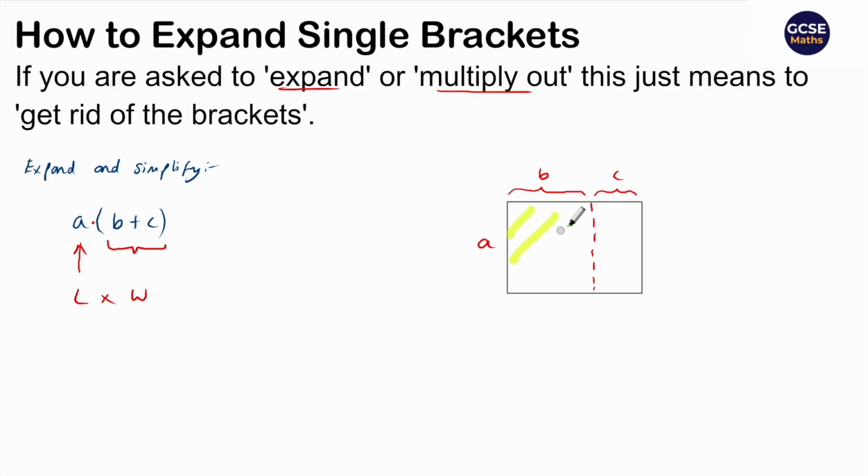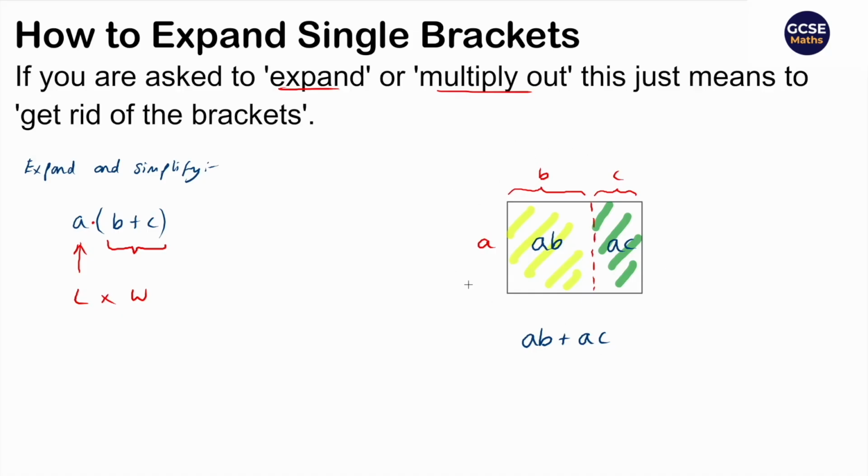Now the area of this section is just A multiplied by B. Length times width. A multiplied by B is just AB. So the area of this section is just known as AB. If we look at just this section here, we have now got this length, which is A, and this width, which is C. A multiplied by C is just AC. So the total area of this rectangle is AB plus AC. Now, as you can see, we've now got an expression with no brackets in it. We have gone from A multiplied by B plus C in brackets to AB plus AC.